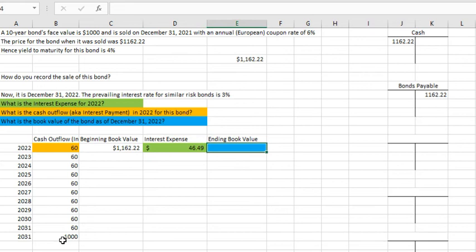The ending book value is going to be the beginning book value minus what you are paying to the bondholders. That's going to decrease the book value, plus the interest expense. So as a result, your ending book value is going to be $1,148.71. I'm going to pause the video right here. We are going to do the rest of the years in the next video.